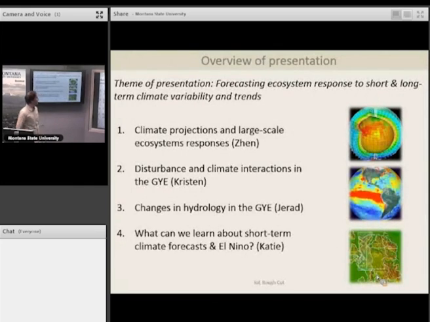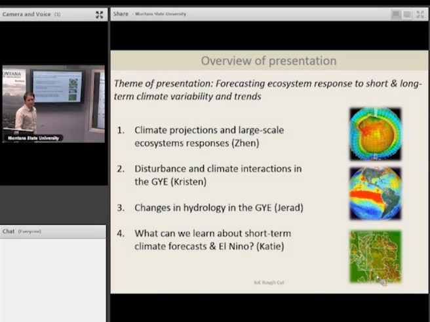So with that introduction, the idea is that the team are going to make 10-minute presentations on how we can forecast ecosystem responses to short-term and long-term climate trends and climate variability. Zhang will present on our large-scale modeling and give a bit of an introduction into how we use the climate projection data to run these models. Kristen Emmett will present on her work in the GYE, which is taking place at very high spatial resolution, at least for us, and looking at fire and climate interactions.